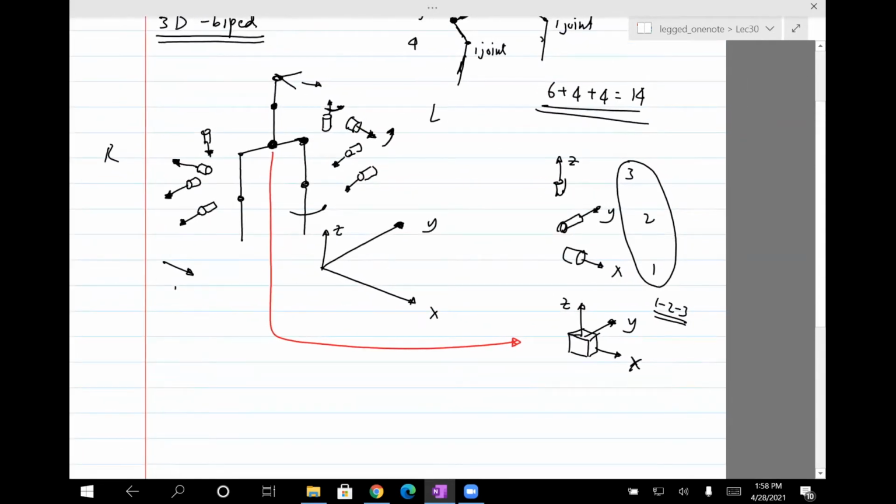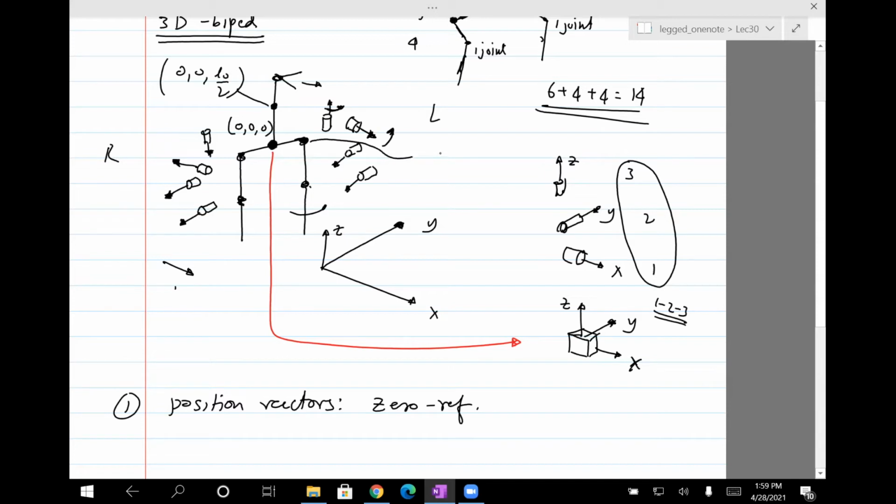Now once you have this kinematics, then you need to find position vectors. And what I've done is I've used the zero reference configuration to find the position vectors, which is very straightforward, really, because you know the positions of these joints in the world frame. For example, if this is 0, 0, 0, then this is going to be along the z-axis. So 0, 0, I think I took it to be L0 divided by 2.